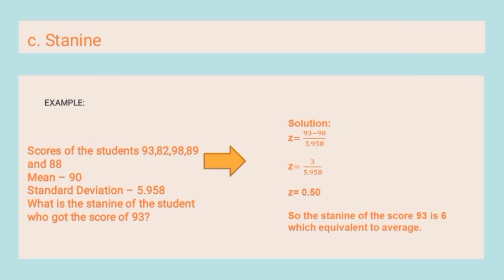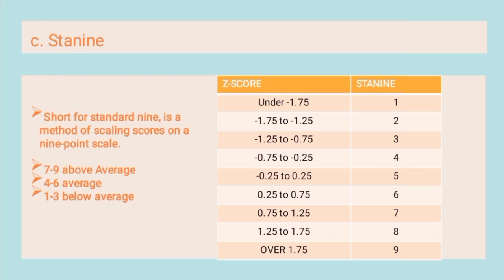So this is the solution. Remember that the formula is Z equals the score of the student minus the mean, divided by the standard deviation. So let's simplify. Z equals 93 minus 90 divided by 5.958. So 93 minus 90 is 3. So 3 divided by 5.958 is 0.50. So the Z-score is 0.50. Let's see in the table what is the equivalent of 0.50. So the stanine of the score 93 is 6, which is equivalent to average.